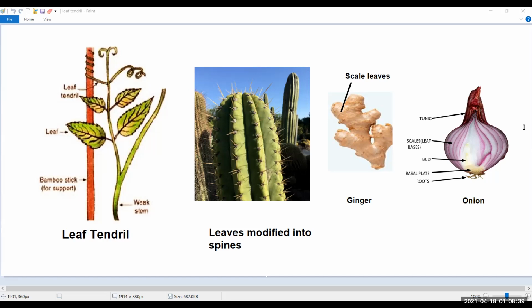Then the next modification is scale leaves. Scale leaves are found in ginger and onion. In ginger, scale leaves are thin and dry, whereas in onion, scale leaves are thick and fleshy as they take up the function of storing food in them.